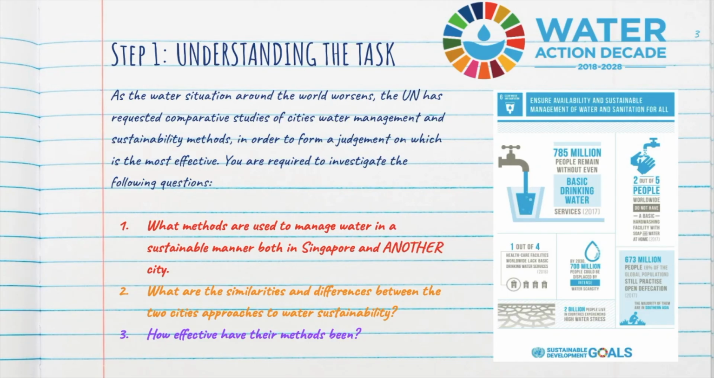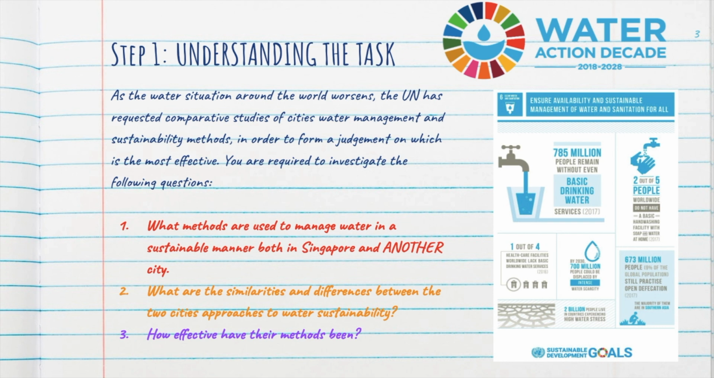So for your task, what you need to do is you need to find 2 cities and you need to compare their water management and sustainability methods with regards to water. From that, you need to formulate a judgment on the effectiveness of each city's water management methods and find out which city is more sustainable.